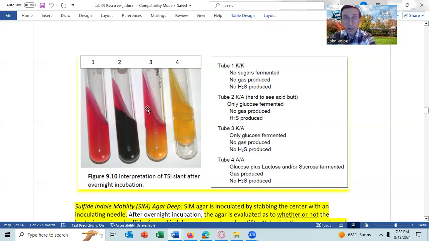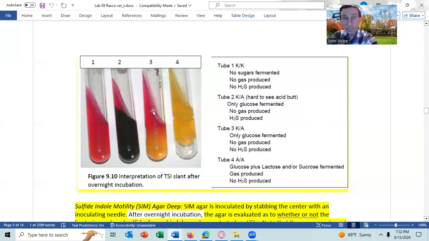On the slant, the bacteria can grow rapidly and ferment the sugar rapidly, and all the sugar has been used up. Rather than die, the bacteria can utilize the protein in the media, and if you use protein, you will make ammonia from the protein. Ammonia is a base, and that will convert what used to be a yellow color for the fermentation of the glucose to a base, changing the color from yellow to red.